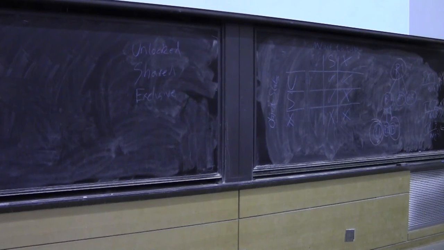Yeah? Why is the first one not getting them through the block on the log? Why is transaction one? Oh, sorry. Thank you. Potential problems with this?